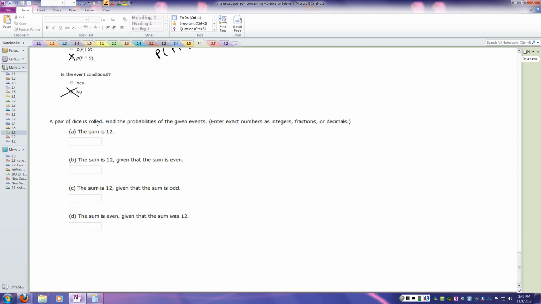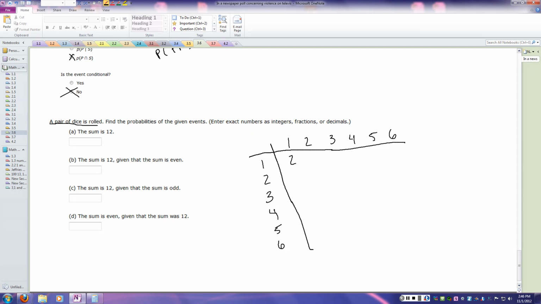A pair of dice is rolled. So for the pair of dice, you actually have to do this table. For the first dice roll, there are 6 outcomes. In the second dice roll, there are 6 outcomes. So then you fill in this table. 1 plus 1 is 2. So if I roll my first dice, I have an outcome of 6 choices. I roll my second dice, I have an outcome of 6 choices. So I fill in this table.